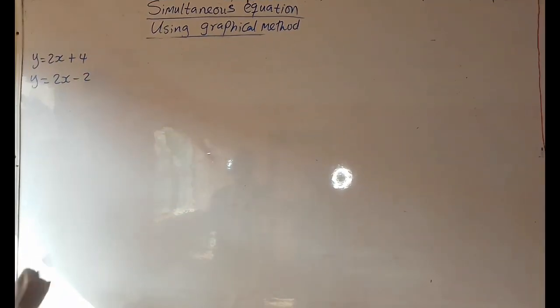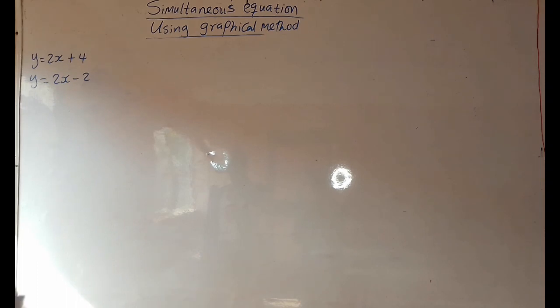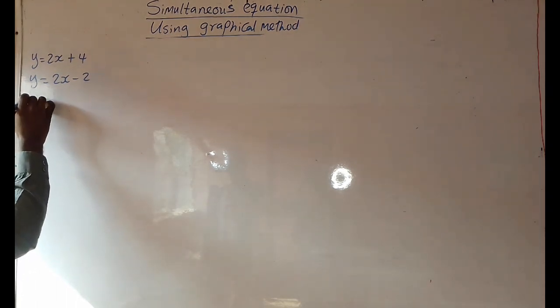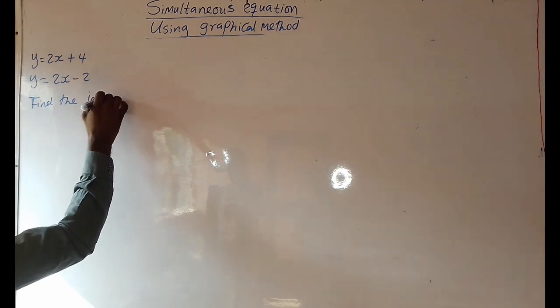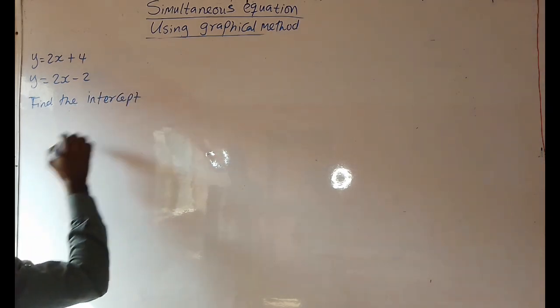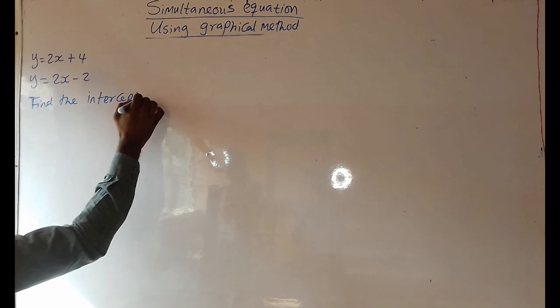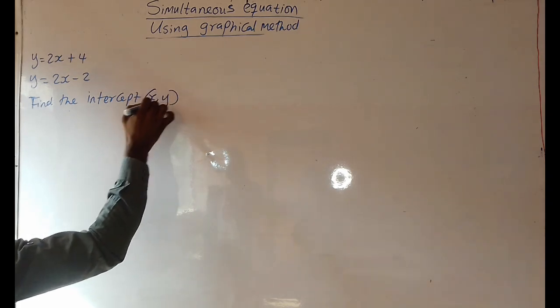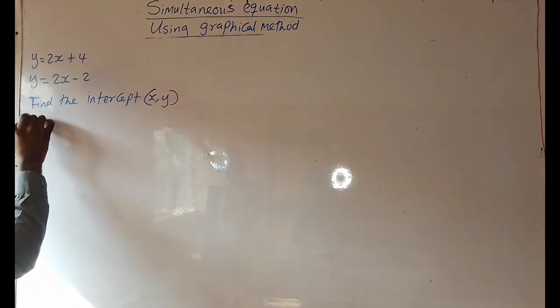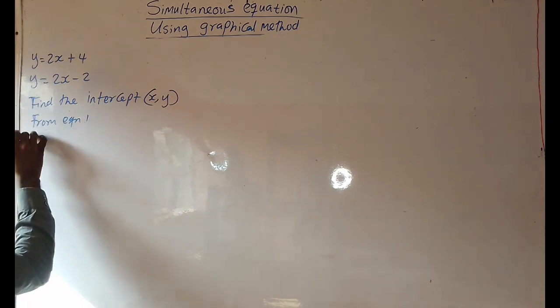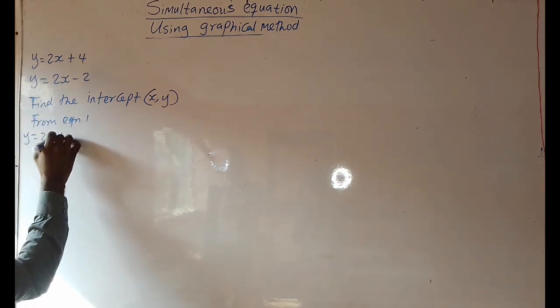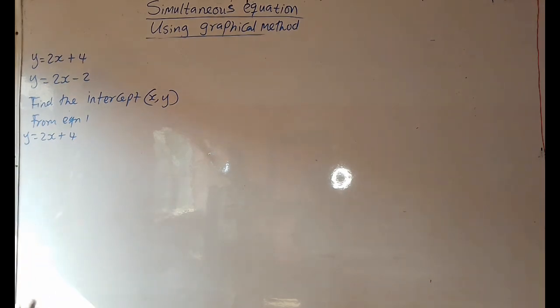This is a slope line equation, and with it we can also find the intercepts, x and y. So now let's find the intercepts, x and y. From my equation 1, where we have y equals 2x plus 4.